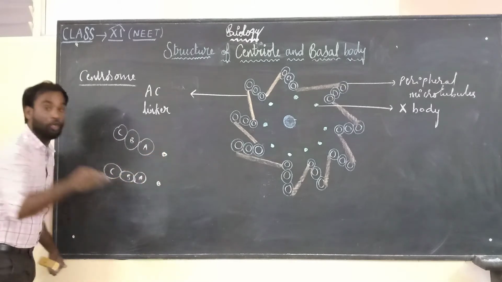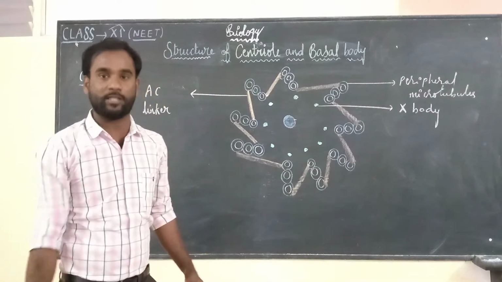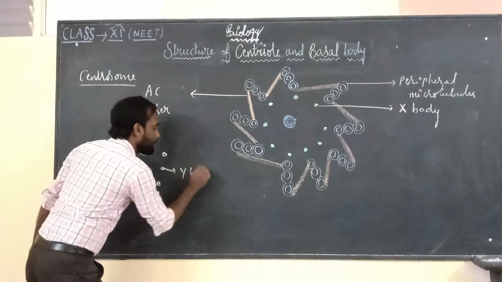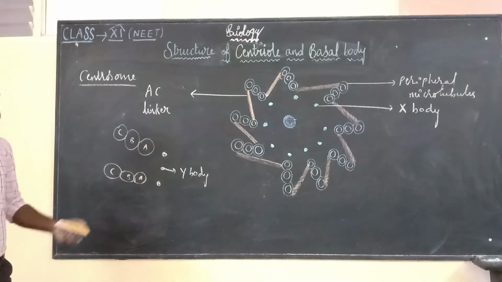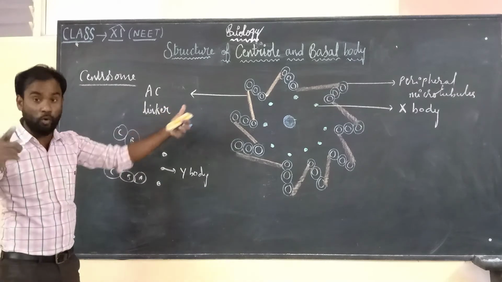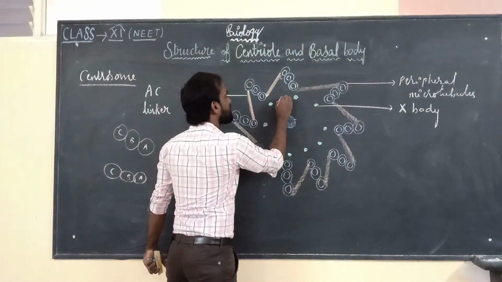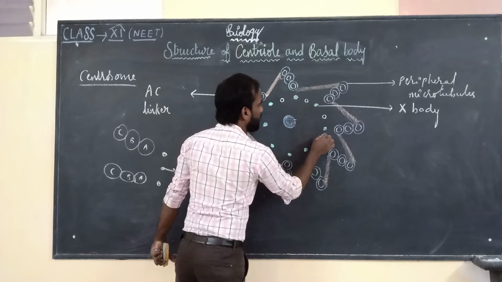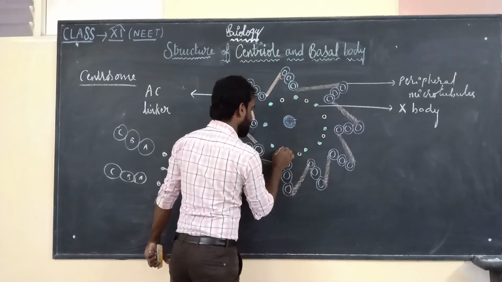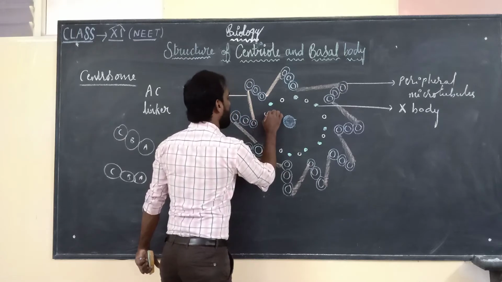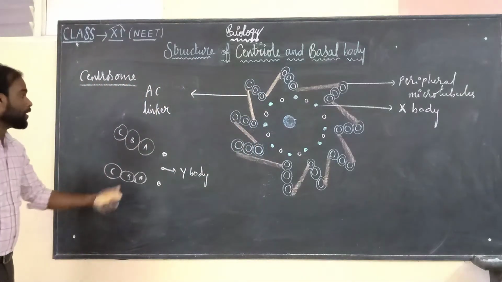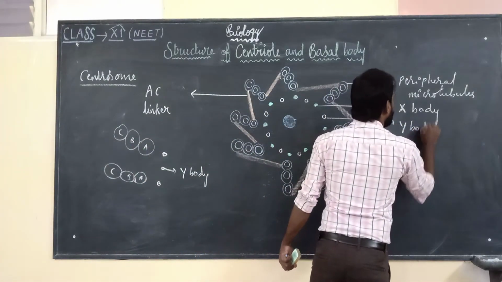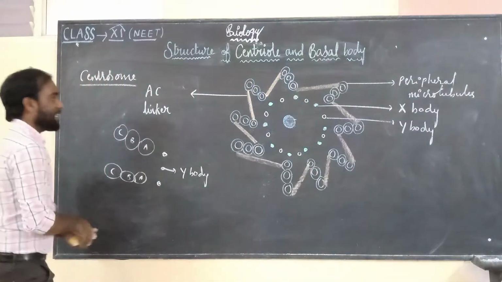In between the two X bodies, there is another dense material called Y body. Y body is present between the two X bodies. X, X, this is Y body. So, in between the X bodies, there is a Y body. The Y body is also made up of dense material.